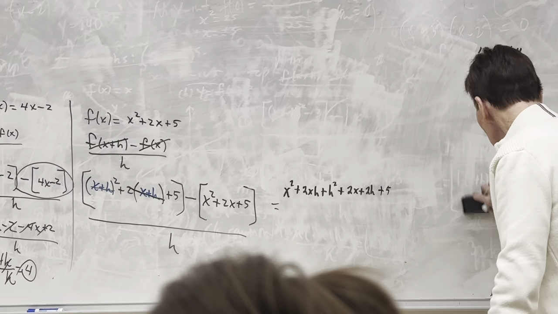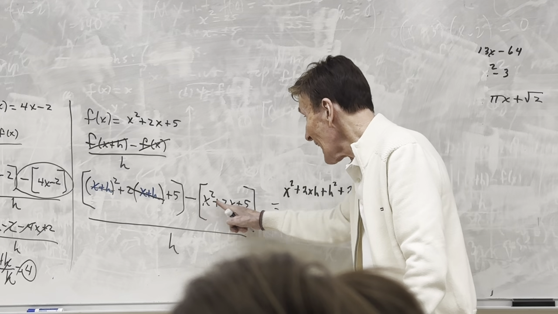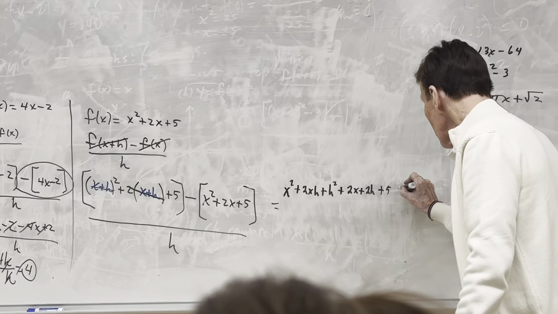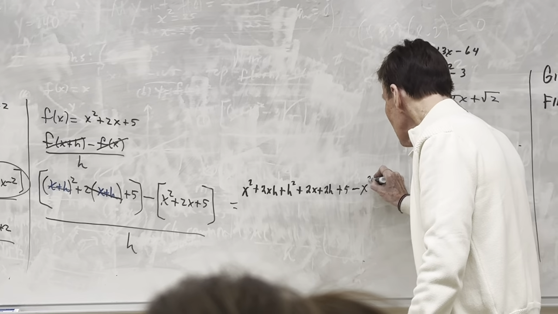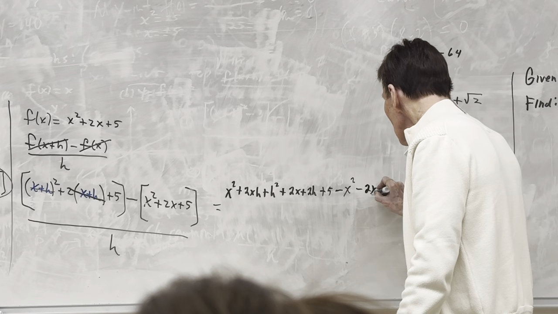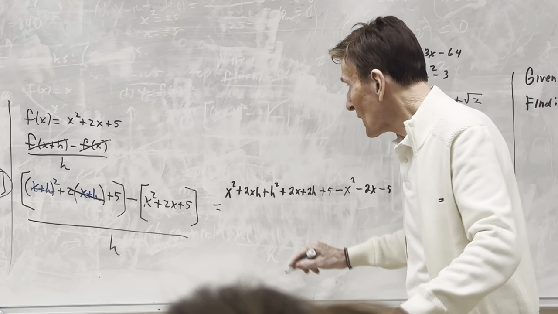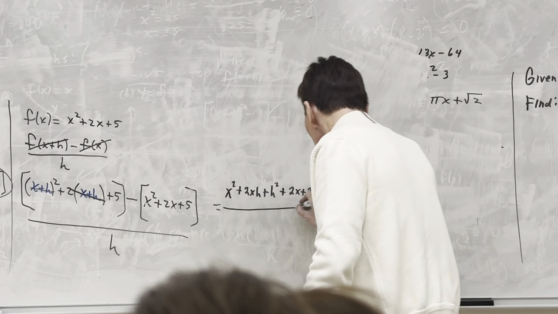This is lengthy. Now, we're down here, which means some sign changes take place. You're going to end up with a negative x squared. Down here, minus 2x minus 5. So far, so good. All over h.